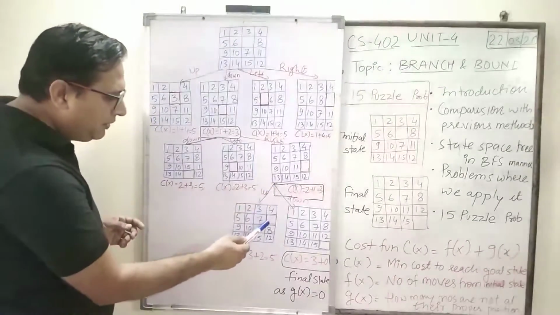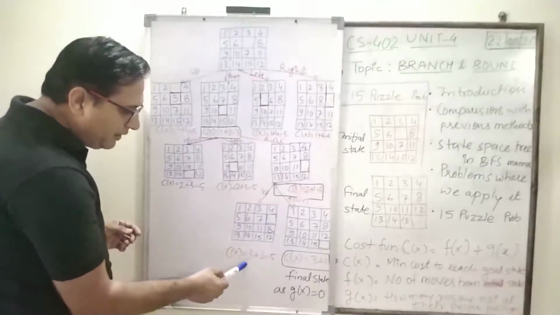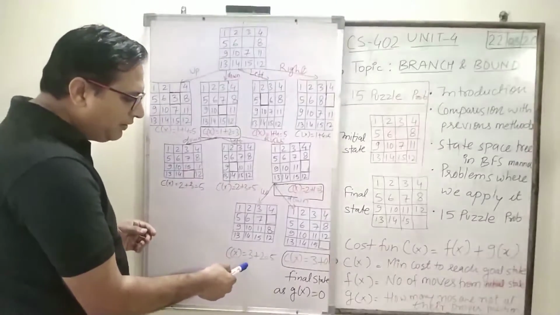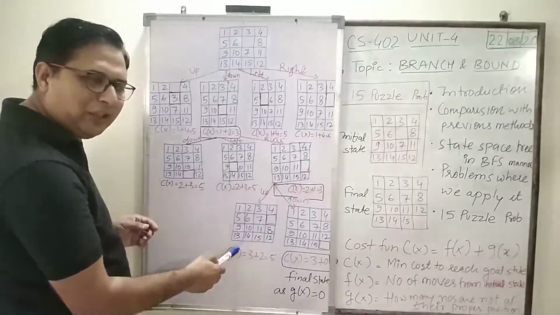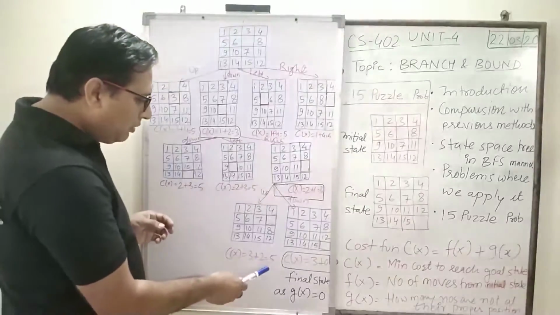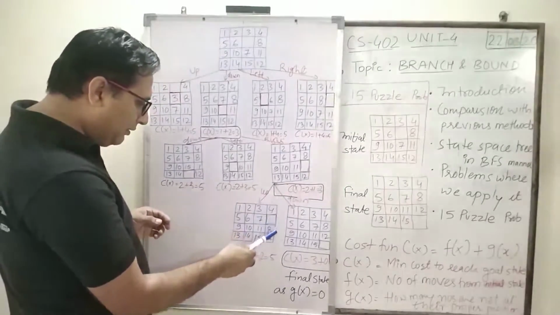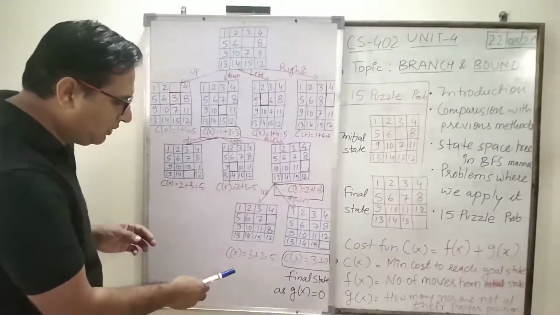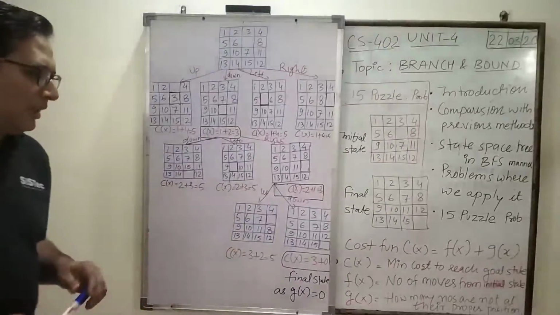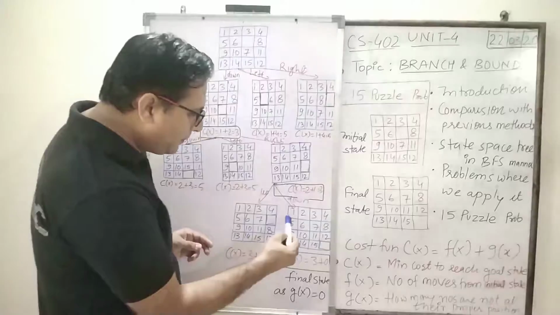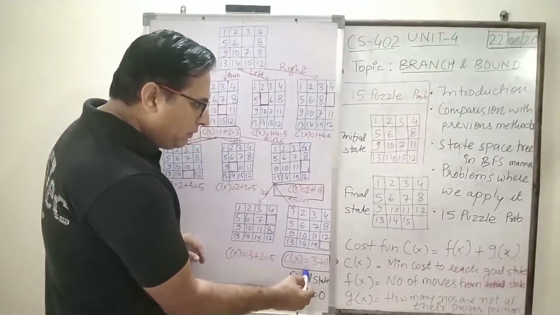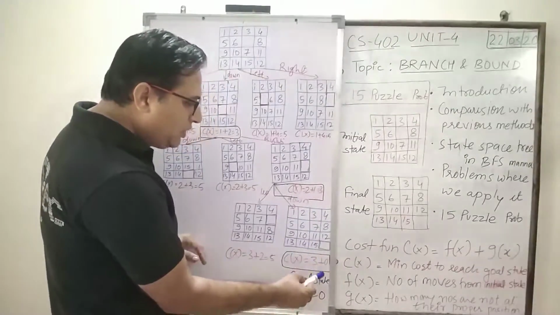Here for the up movement, at the third state we have moved 3, the third movement is there, that's why f of x value will be 3. And for the g of x value we can see that 8 and 12 are not at their proper position, so g of x value will be 5. And now for the down movement, the f of x value will be 3, but the g of x value is 0.